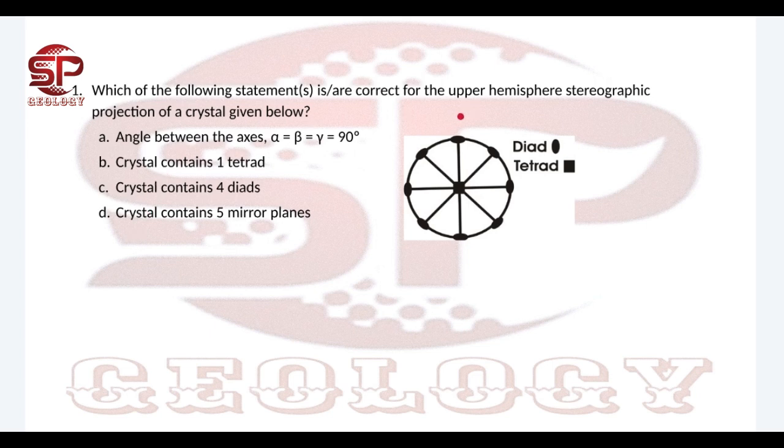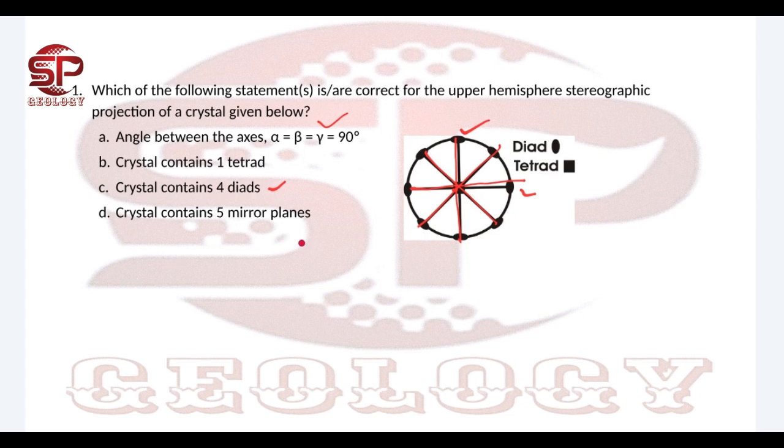Which of the following statements is correct for the upper hemisphere stereographic projection? Here this is your A axis, this is the B axis, and the center is the C axis. So the angles between them are 90 degrees, so alpha, beta, gamma are 90 degrees. The crystal contains one tetrad, meaning one four-fold axis, which represents the C axis. The crystal contains four dyads, or two-fold axes. This is one, this is two along the axial directions, and another two along the diagonals. So there are four dyads.